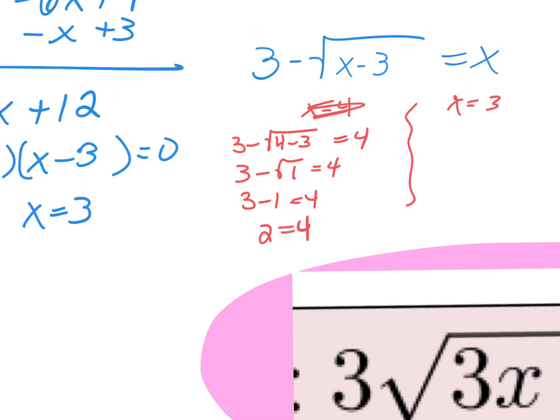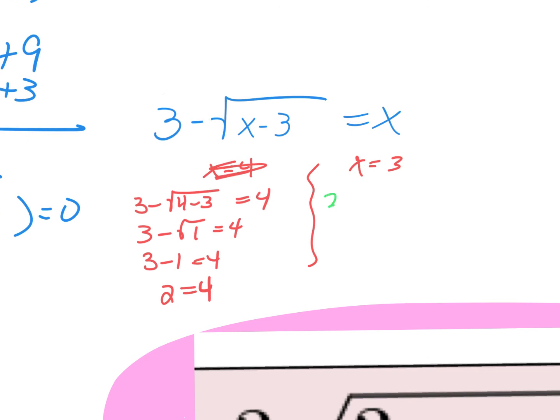Yes. So now let's try 3. So if I have 3 minus the square root of 3 minus 3, does that equal 3? Okay, well 3 minus, what's 3 minus 3? 0. What's the square root of 0?